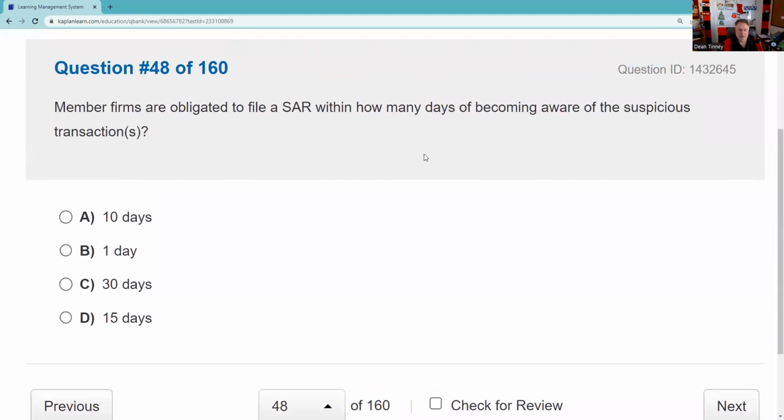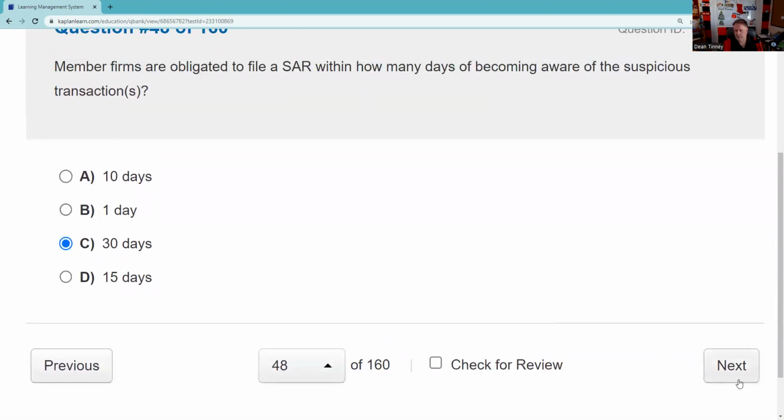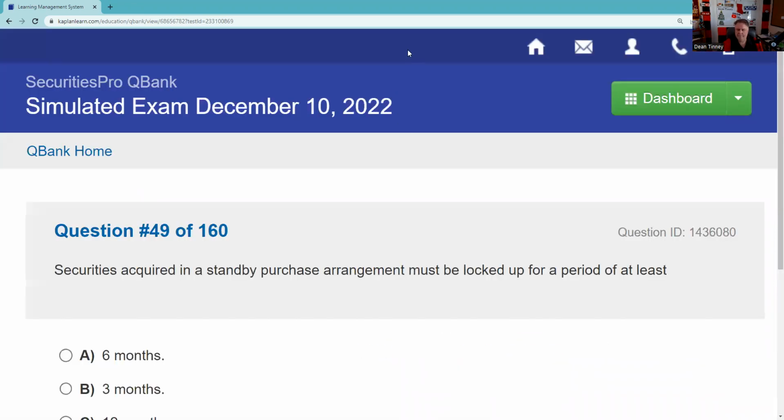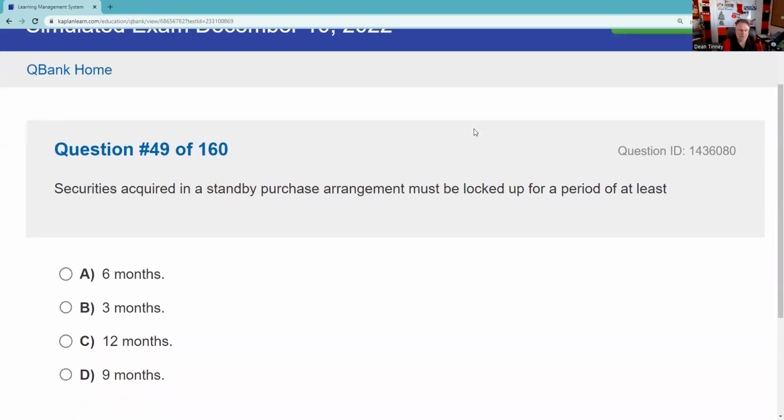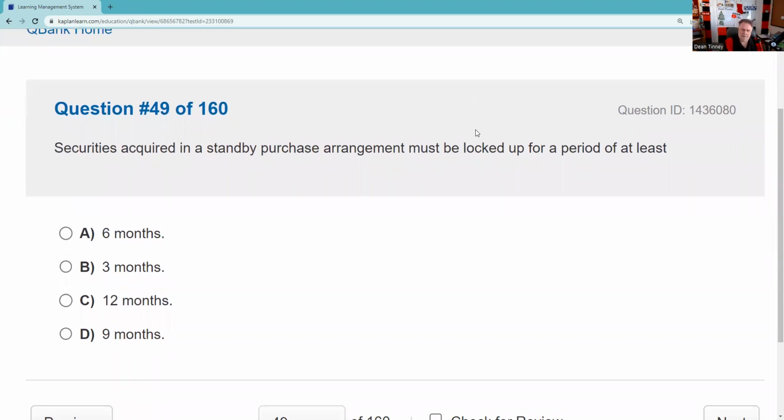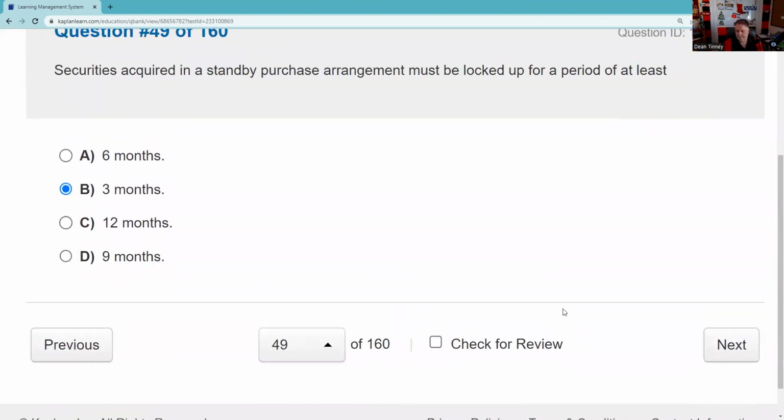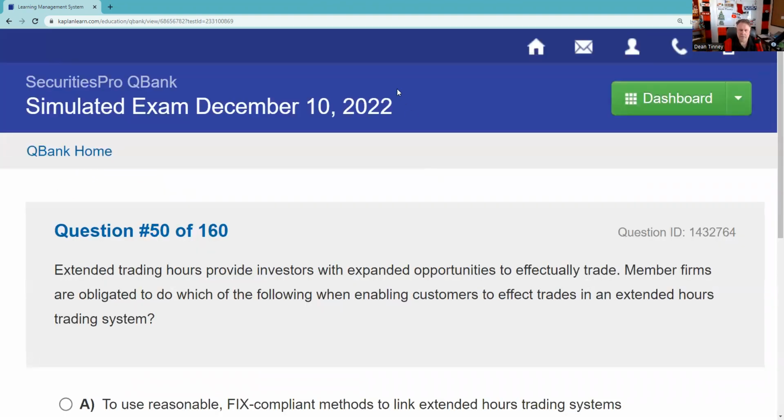Member firms are obligated to file a suspicious activity report how many days of becoming aware of suspicious transactions? That is 30 days. Question 49. Securities acquired in a standby purchase agreement must be locked up for a period of at least 3 months. Question 50. Woohoo!